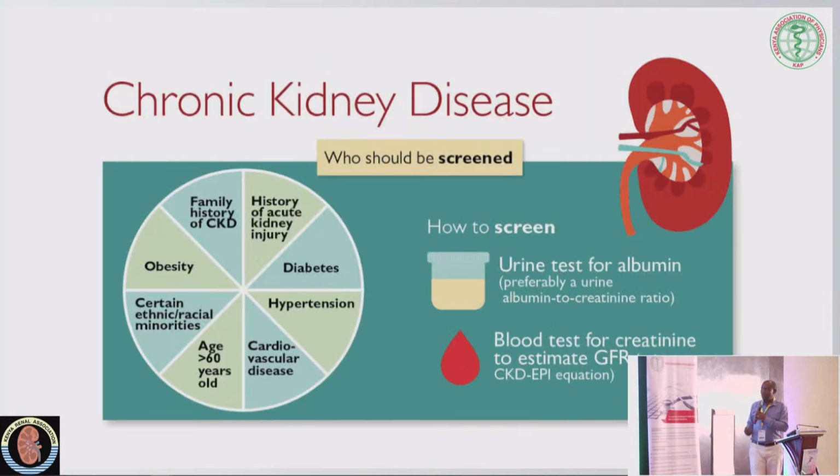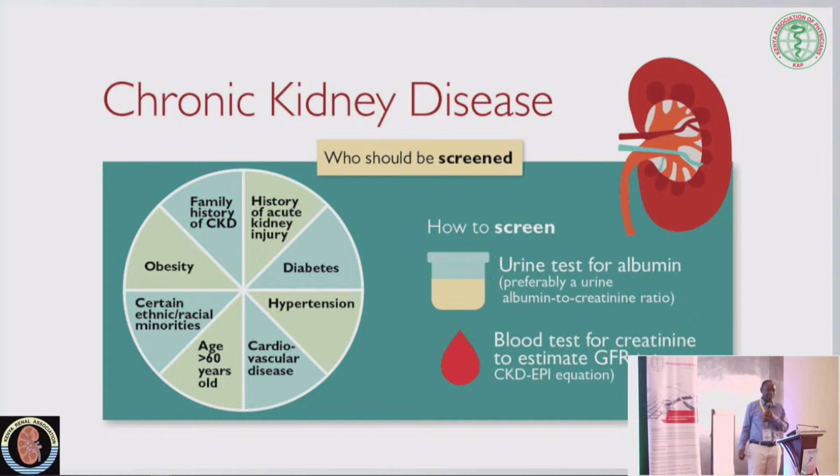So who should be screened for chronic kidney disease? Those with risk factors, and the risk factors that we know of, diabetes and hypertension, are obvious. History of acute kidney injury should be up there. You should screen for that. Cardiovascular disease, anybody with cardiovascular disease should be screened for chronic kidney disease. Certain ethnic and racial minorities in racially disparate countries. Obesity is an important cause of chronic kidney disease. In fact, there is a glomerular problem associated with obesity, and all chronic kidney disease problems advance with obesity.